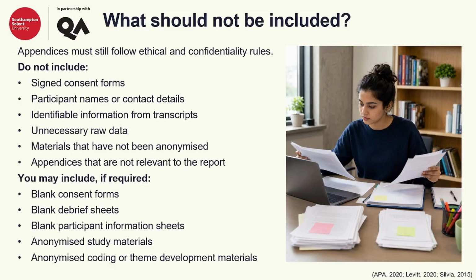Second, do not include participant names or contact details. This includes names, email addresses, telephone numbers, or home addresses. You should also remove information that could identify a participant indirectly. For example, a transcript may not contain the participant's name. However, it may mention their employer, job title, location, or a unique personal experience. These details may still make the participant identifiable.